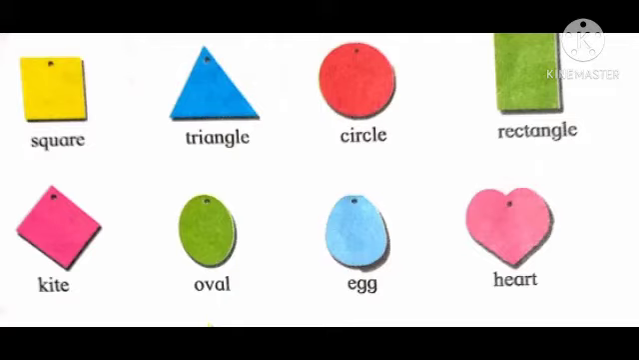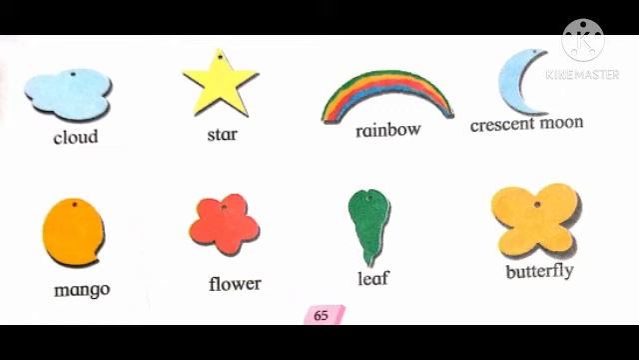Look students: square, triangle, circle, rectangle, kite, oval, egg, heart, cloud, star, rainbow, moon, mango, flower, leaf, butterfly.